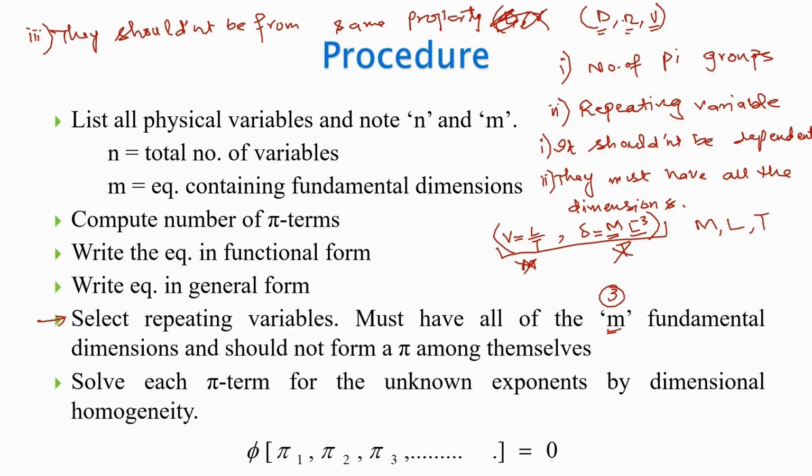So basically, in most of the cases, we will have three repeating variables because the basic number of dimensions is three. And you have to be careful that all of the repeating variables must have M, L, and T dimensions in them. If the whole group does not contain all the dimensions M, L, and T, they cannot be considered as the repeating variables. You have to include at least one repeating variable which will complete the set of the dimensions. Mean M, L, and T should be there.